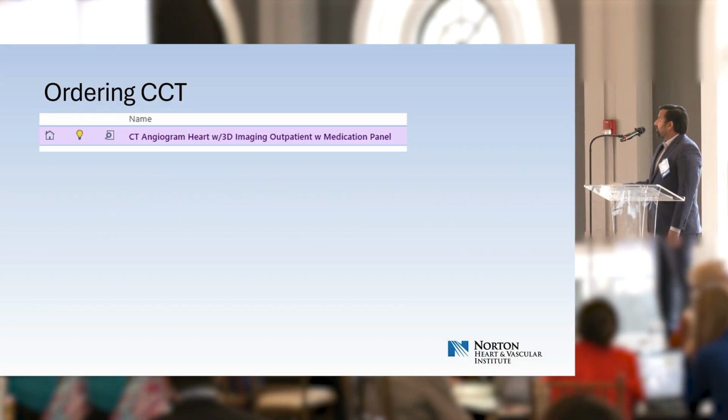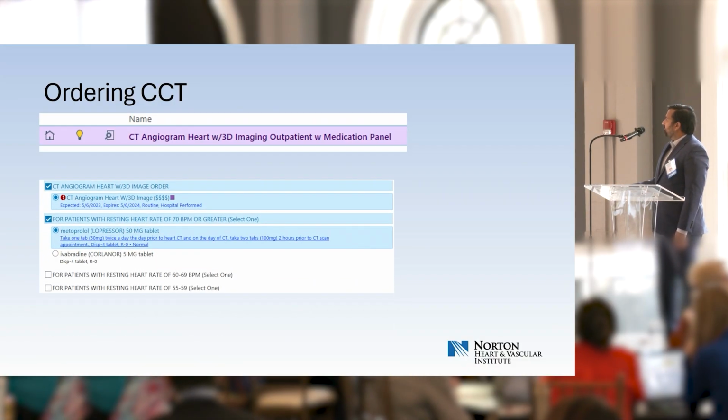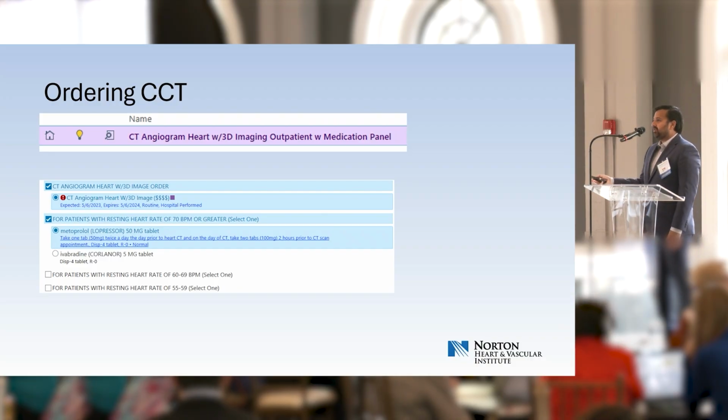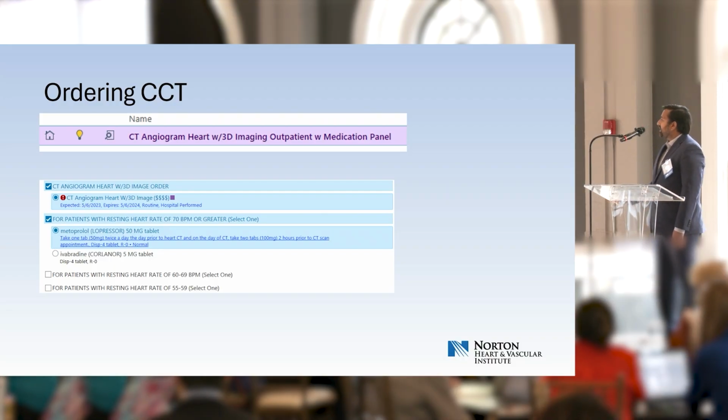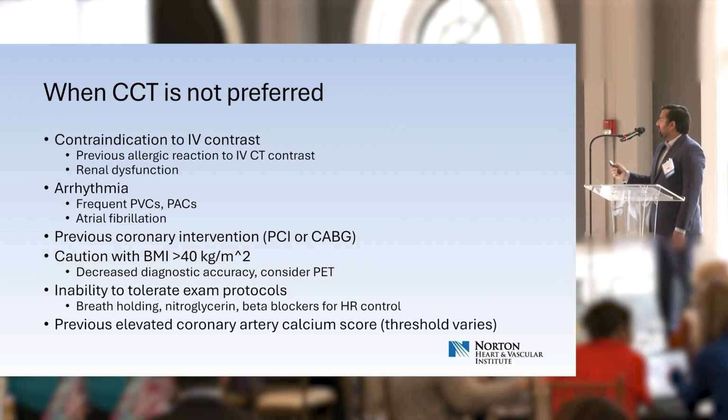So in EPIC, the CT order, CT angiogram with 3D imaging, you order the CT, but then it also has options for beta blockers and ivabradine underneath it. So it kind of helps make it a little easier to order the test and the appropriate dosing of beta blocker that we need. If patients have low blood pressure, then ivabradine is an option. That can sometimes be expensive, so something to use a little cautiously.